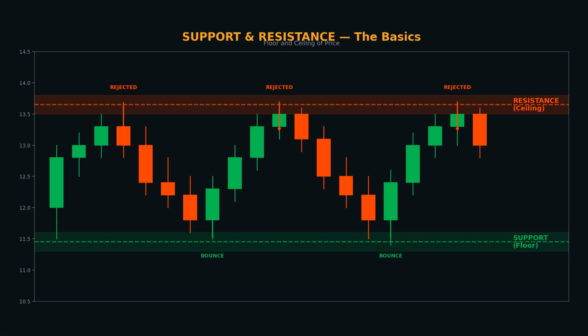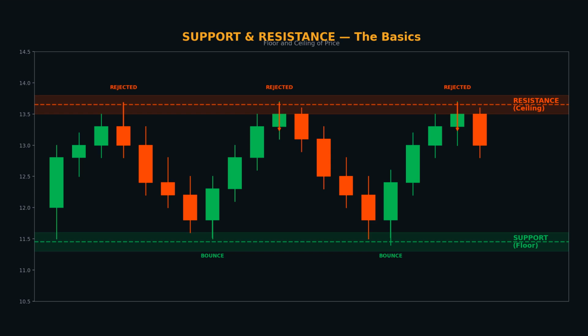Support is a price level where buyers tend to step in. When price drops down to support, buying pressure increases and price bounces back up. Think of it as a floor. Price falls down, hits the floor, and bounces. Resistance is the opposite. It's a price level where sellers tend to step in. When price rises up to resistance, selling pressure increases and price gets pushed back down. Think of it as a ceiling. Price rises up, hits the ceiling, and falls.